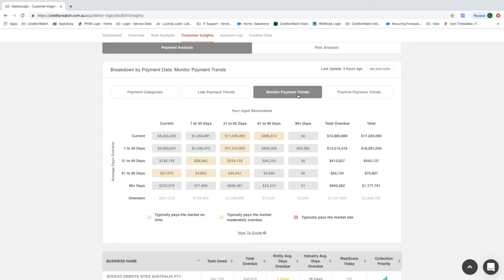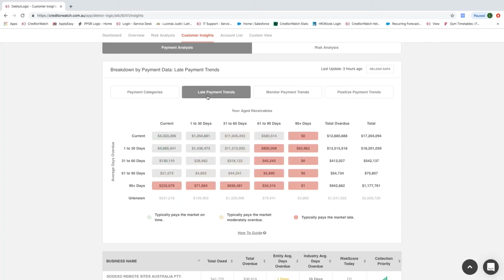If we look at the yellow accounts, these debtors are paying you moderately overdue, and the market moderately overdue, so ones to keep an eye on, but not too concerning at this stage. And if we look at the late payment trends, red is always reduce your risk and monitor, because these accounts are paying you overdue, they're paying the market overdue, so there's definitely some signs of struggle there in terms of how they're paying everyone across the board.